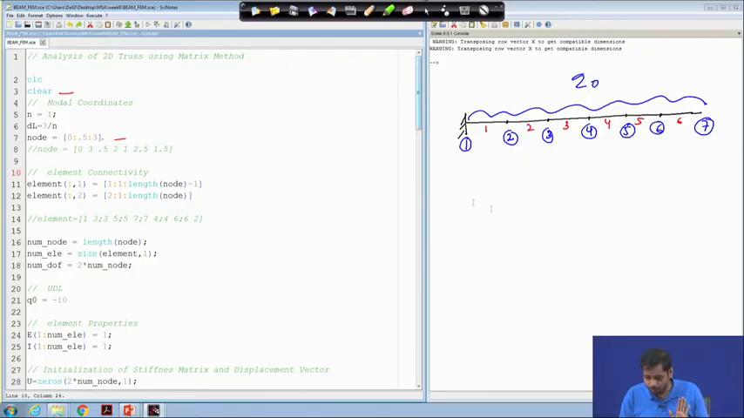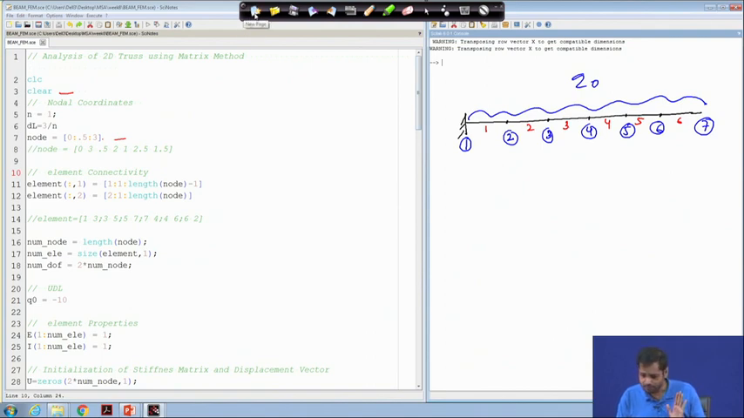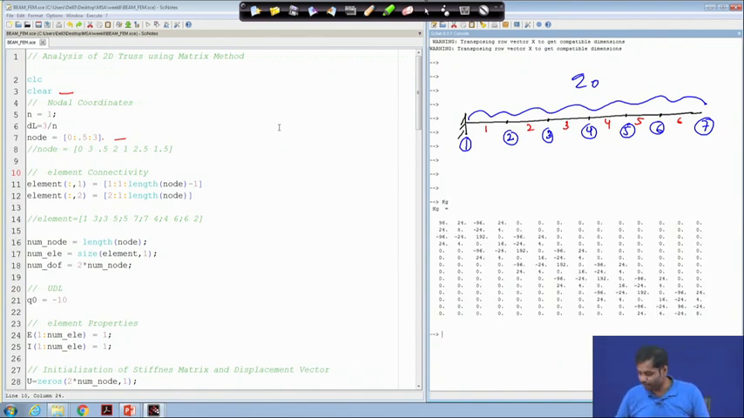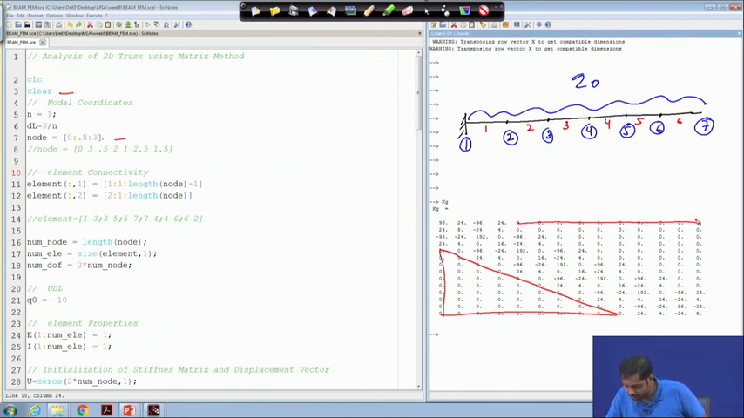Now, one important point. Let us see what the stiffness matrix of this element is. Now, you see, this is an interesting observation. You recall some time back we were talking about bandedness in a stiffness matrix. All these elements in the stiffness matrix are 0. This is 0, and this is also 0.